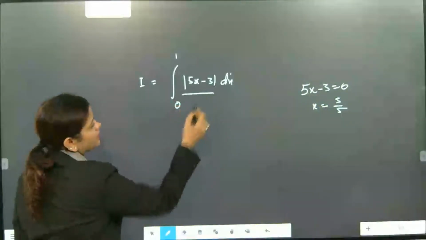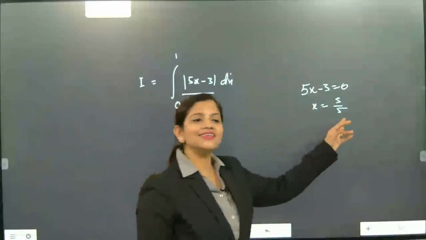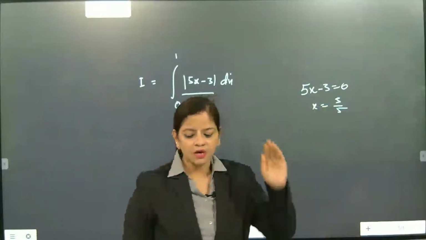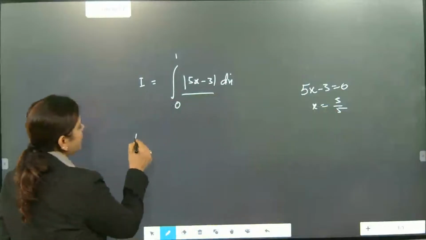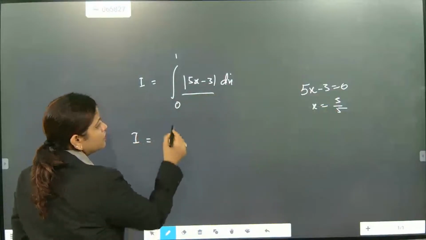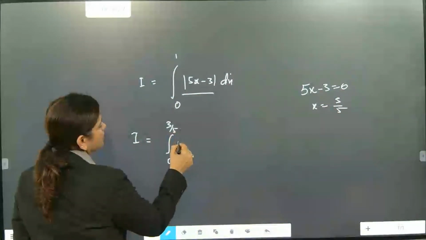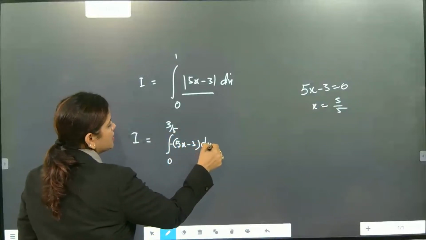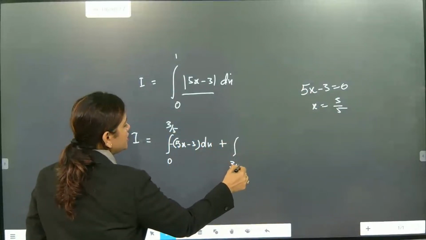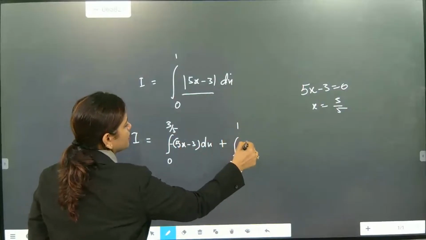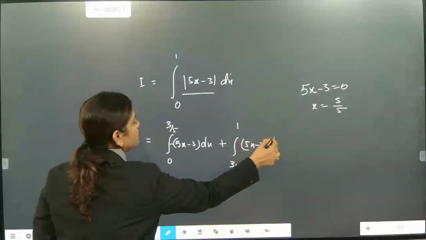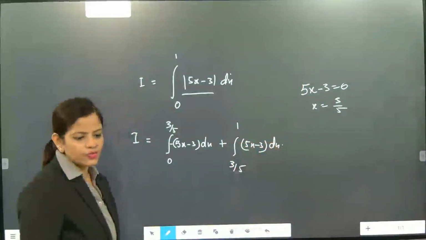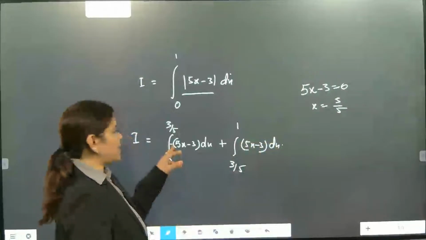Now the split will be there. See, 3 by 5 is less than 1, so now you need to split the interval as 0 to 3 by 5, where it is 5x minus 3 with a minus sign, and 3 by 5 to 1, where it is 5x minus 3 with a plus sign. Now I am going to ask one question from all of you. Why have I written this minus?